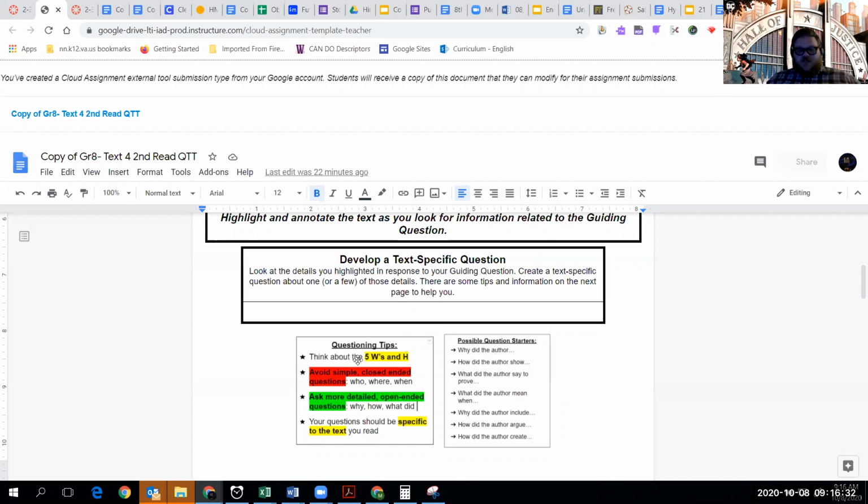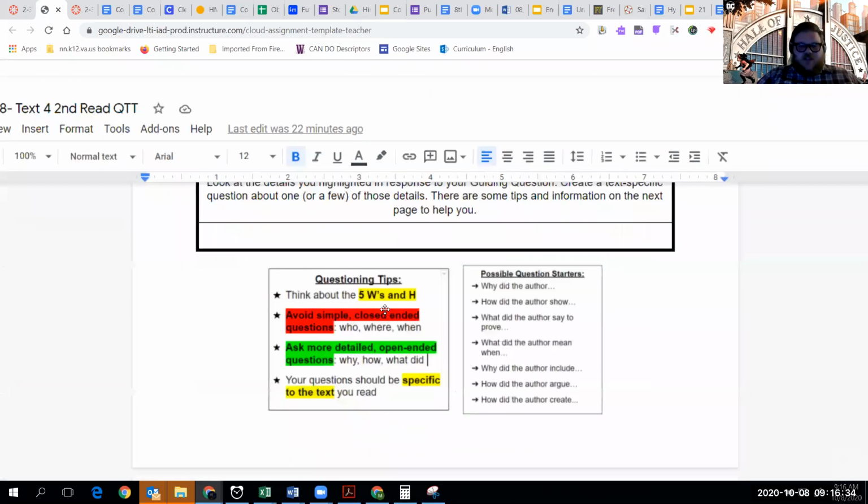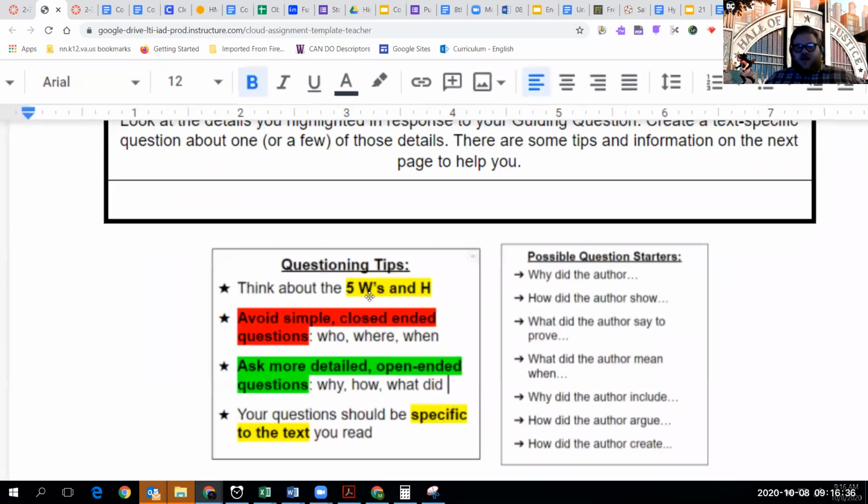Here are some tips. If you look here, I've given you the graphic that you've seen before. Think about the 5 W's and the H. Avoid the simple closed-ended questions. Who did this? Where did it happen? When did it happen? Instead, focus on why and how.